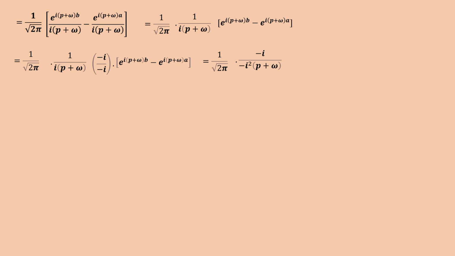1 by root 2π, 1 into minus i, over minus i² (p+ω), times e^(i(p+ω)b) minus e^(i(p+ω)a). So minus i by, we know i² equals minus 1, so minus of minus 1, (p+ω), e^(i(p+ω)b) minus e^(i(p+ω)a), which is equal to 1 by root 2π. So minus into minus is plus in the denominator, and you have minus i in the numerator, so by (p+ω), e^(i(p+ω)b) minus e^(i(p+ω)a).